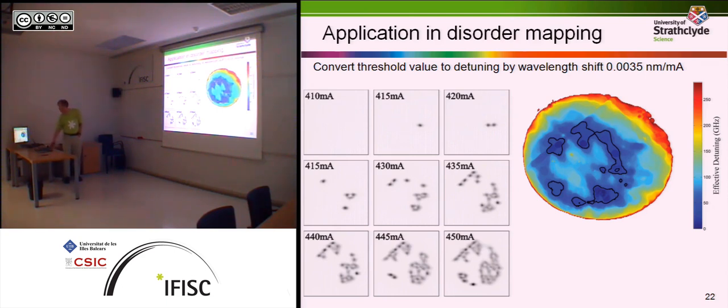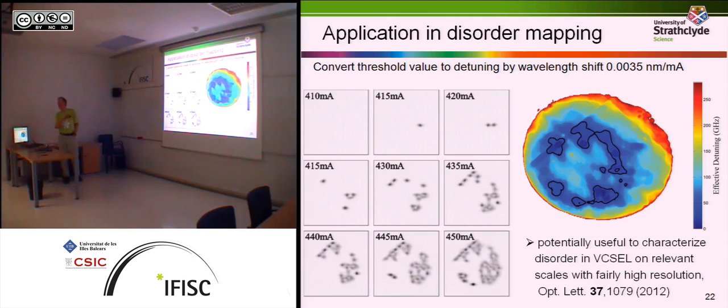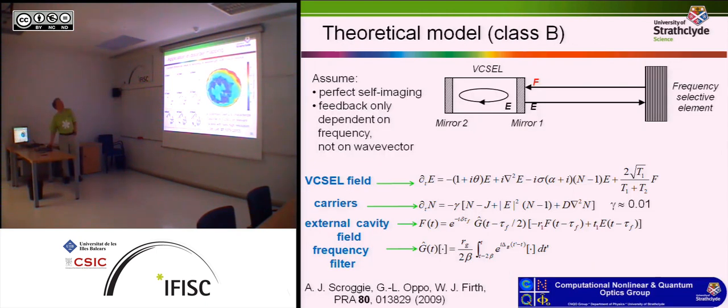So it doesn't look very nice, but these are essentially monolayer fluctuations of the groups. So it's something you can't really control. And we propose that it can be used to get a quite quick rough overview on the relative disorder in the VCSEL wafer at fairly high resolution. That was recently published in Optics Letters.